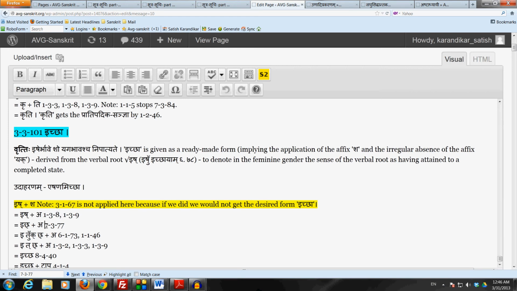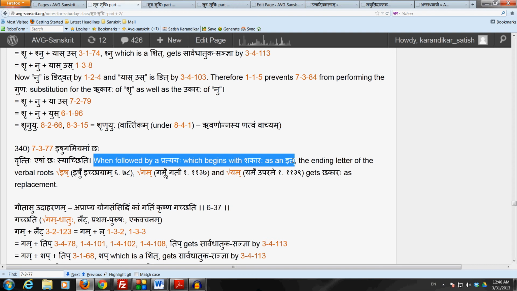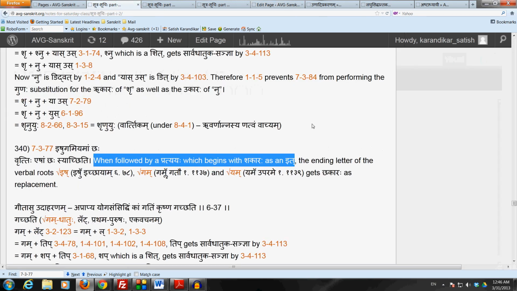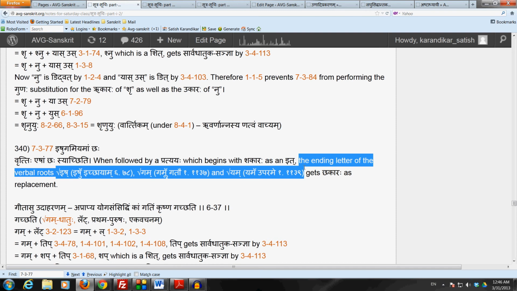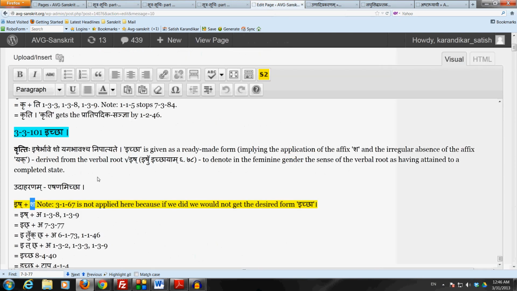Now at this point the sutram 7.3.77 applies. 7.3.77 says ishu gami yamam chhah, which means when followed by a pratyaya which begins with shakara as it, which is what we have right now, we have the affix sh, the ending letter of the verbal roots ish, which is ishu ichchayam, gam, gamlu gatau, and yam, which is yama uparame, is replaced by chhakara, as long as the following affix begins with a talavya shakara as it. So here 7.3.77 applies and we get the substitute chhakara in place of the ending shakara of ish. So we get ichha.